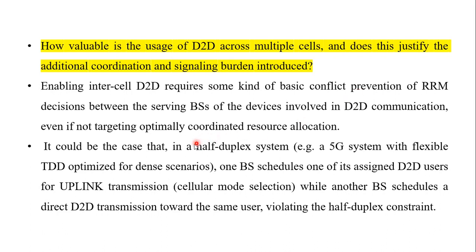So one, for example, we can see here, as in a half duplex system, one base station is trying to give an uplink transmission to a user, while another base station or another device is going to connect to a device-to-device transmission. So that is violating the half duplex model, or there is a system conflict. So how to overcome this?